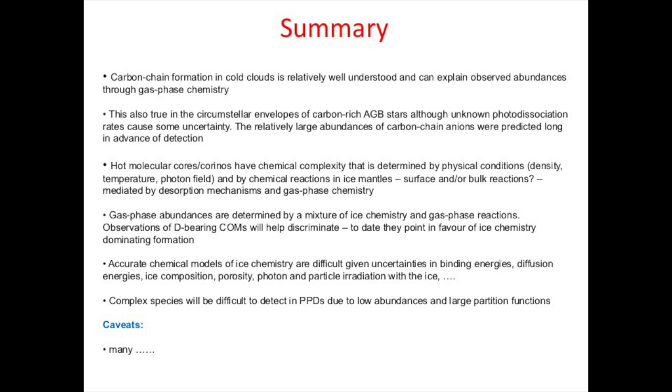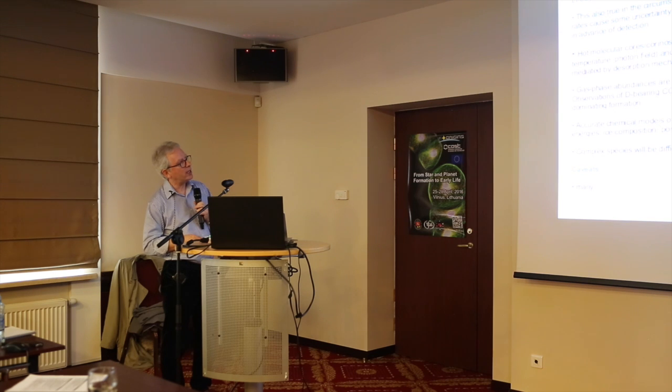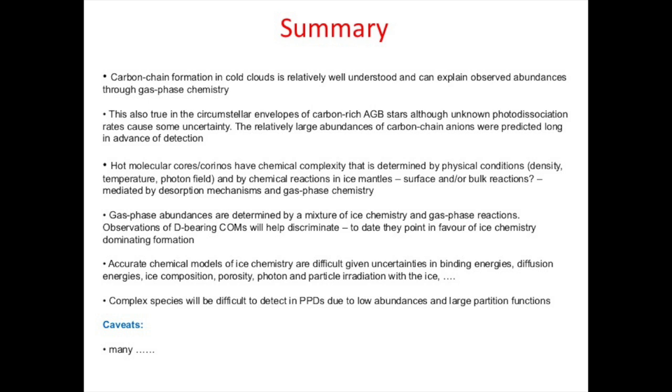Carbon chain formation is really well understood. With lots of lab data, we can build complex molecules along carbon chains in cold clouds. We can test it out in the fact we see these carbon chains in the envelopes of carbon-rich AGB stars, and again, our models do very well about that. In terms of hot cores and corinos, we're likely to be driven by chemical reactions in the ice. We still don't know whether these are surface-dominated or perhaps bulk-dominated, and they're mediated by desorption mechanisms and some gas phase chemistry. So in these regions, the abundances are determined by a mixture of ice chemistry and gas phase reaction.